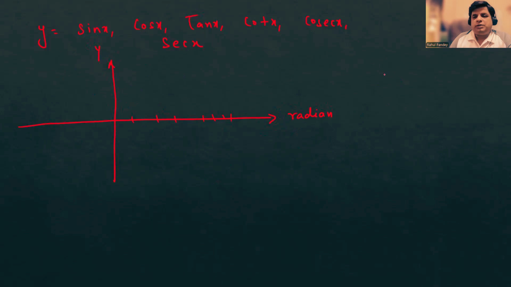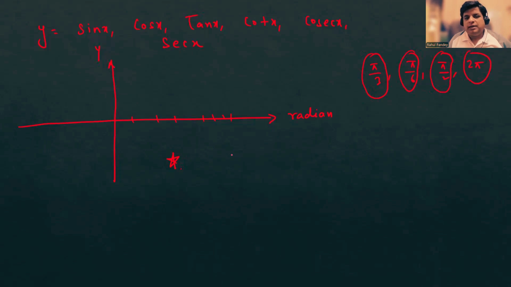Again, students often get confused when the angle is, let's say, pi by 3 or pi by 6 or pi by 2 or 2 pi. First of all, very important, we have to understand that these angles in radian are just numbers. So pi by 3 is nothing but, if I approximate pi as 22 by 7, divided by 3, which is 22 by 21, roughly 1 point something. This is 1 point something radian. Again, pi by 2 would be 1.57 radian.